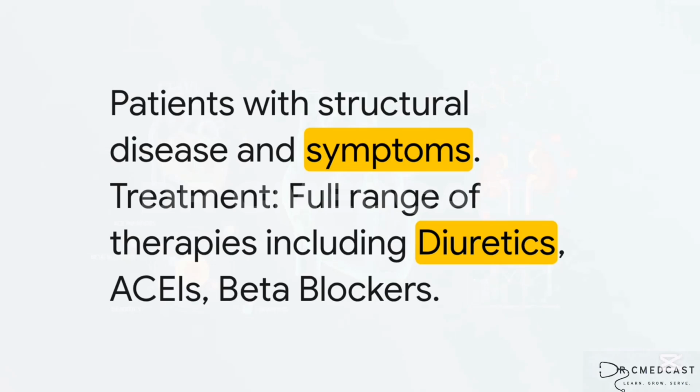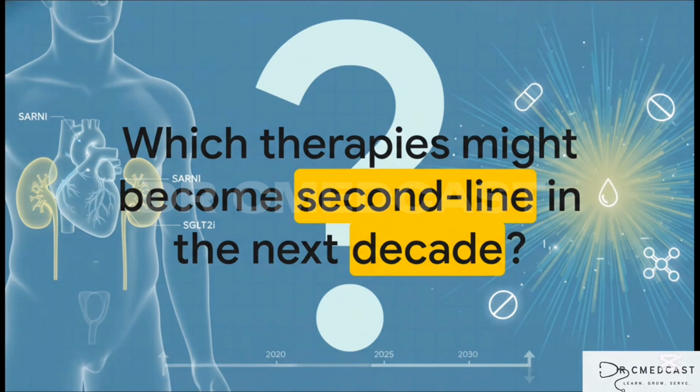Stage C is what most people think of when they hear heart failure. The patient has both the heart damage and they have symptoms, either right now or in the past. So here, we pull out all the stops. We use diuretics as needed to control their fluid and keep them comfortable. We absolutely continue those life-saving ACE inhibitors and beta blockers. And then we start layering on other evidence-based therapies, like spironolactone or even newer agents, to improve their symptoms and help them live longer.